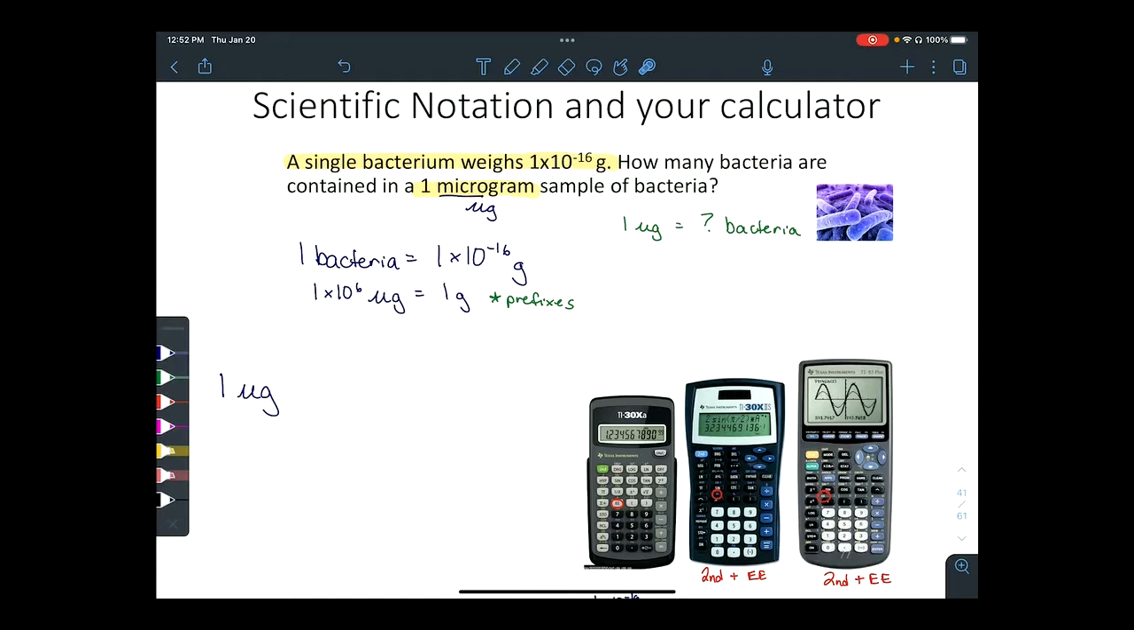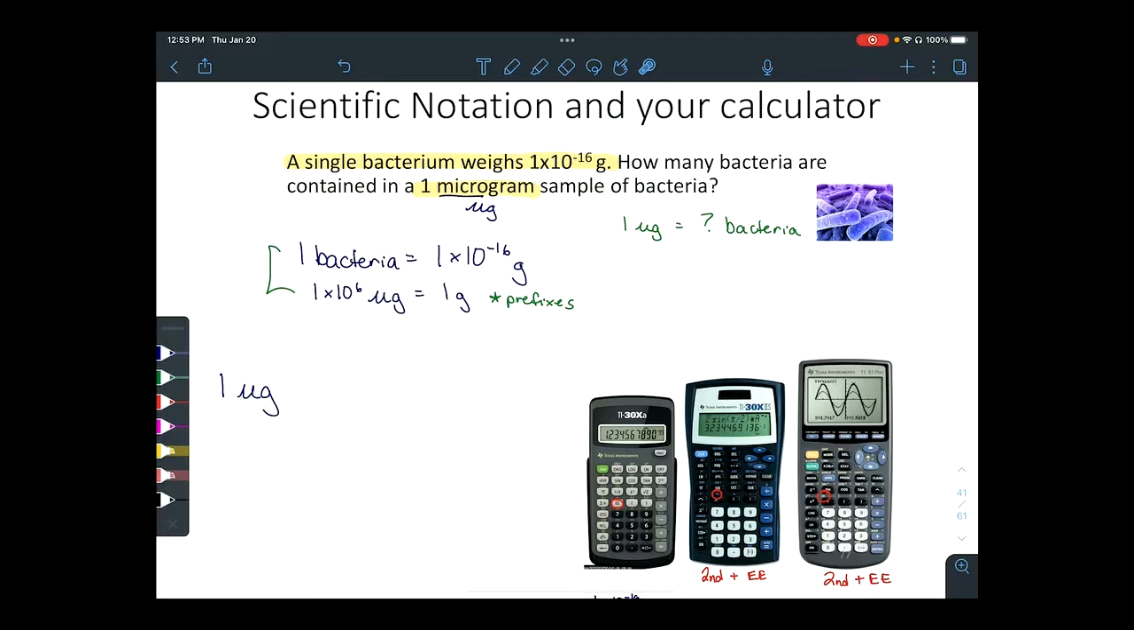There are a couple of conversion factors that we need to collect here. In the question, it says 1 bacterium equals 1 times 10 to the negative 16 grams. That is one conversion factor or equality that we can use later. And the question is asking, how many bacteria are in a microgram? So we're starting with 1 microgram, and we want to figure out how many bacteria there are. So I need something that can relate grams and micrograms. That comes from our prefix chart that you need to memorize: micro means times 10 to the negative 6, so 1 times 10 to the 6 micrograms are in a gram.